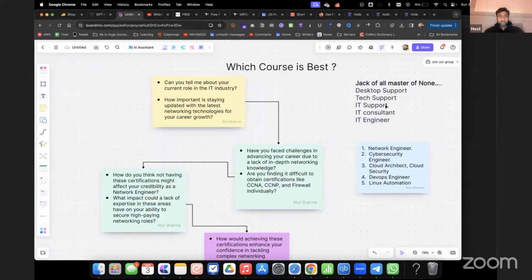Okay, so after that, now the second question you can ask yourself: how important is staying updated with the latest technology for your career growth? Tell me, how important is staying updated with the latest technologies? Suppose you choose that you want to become a network engineer. How important is it to keep your network engineer technologies updated in your domain?